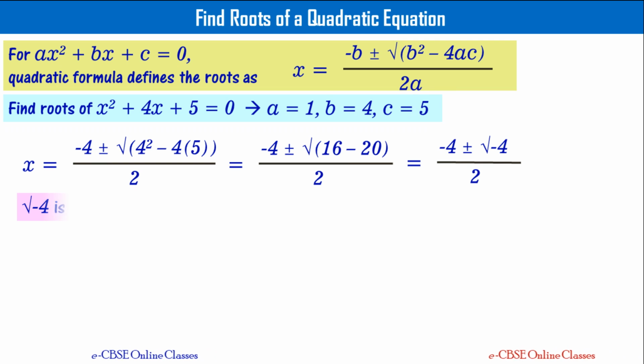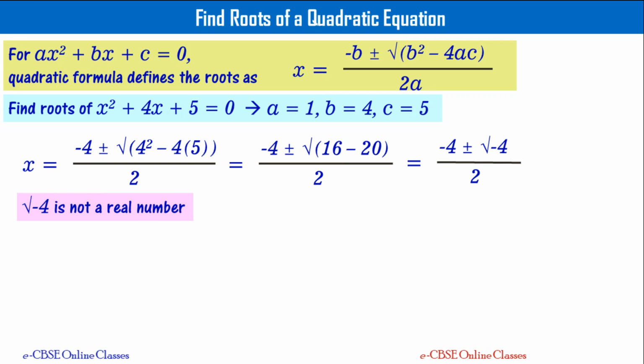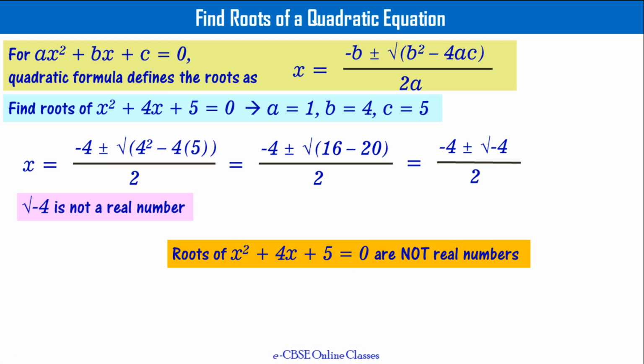And you may note that square root of minus 4 is not a real number. These kind of numbers are called imaginary numbers. You may be getting this in plus 2 and plus 1 stage. But for time being, you say that these are not real numbers. So we can say that roots of x square plus 4x plus 5 equal to 0 are not real numbers. Please take a note of that.